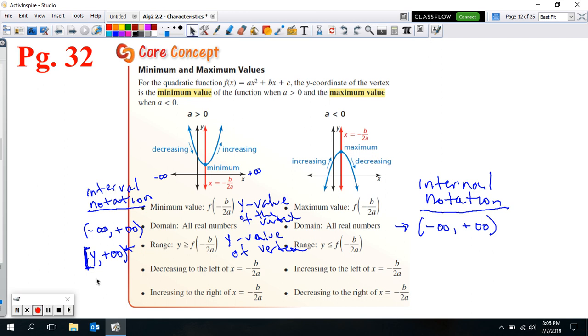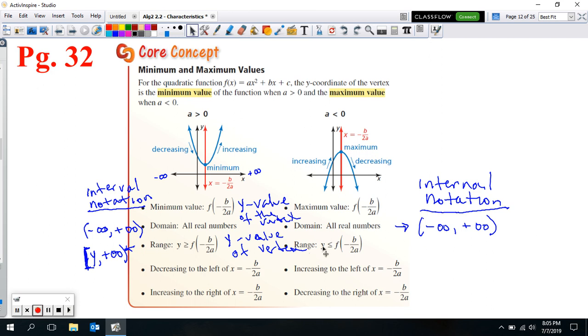That's the interval notation rule. So the bracket means it does include this number here. A parenthesis would say it doesn't include that number. With infinities, we always just put parentheses because obviously infinity just keeps going forever. It doesn't really have a stopping number.